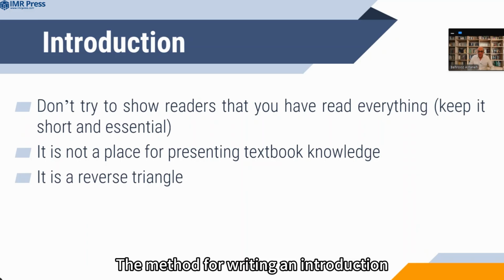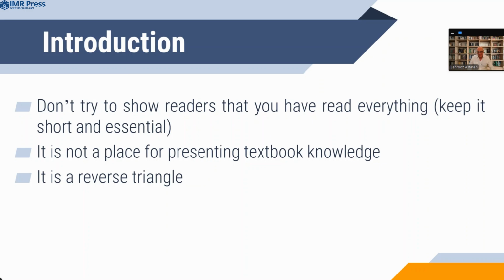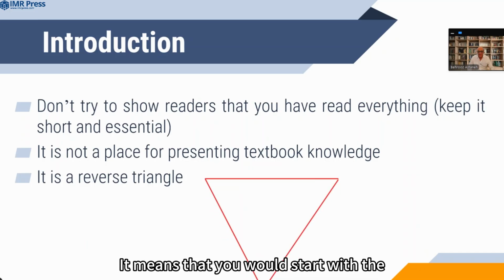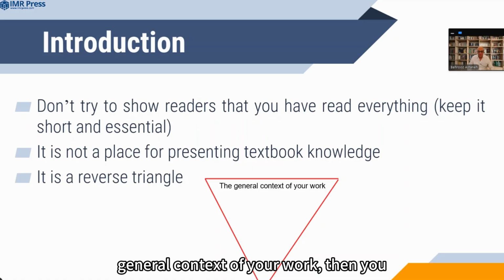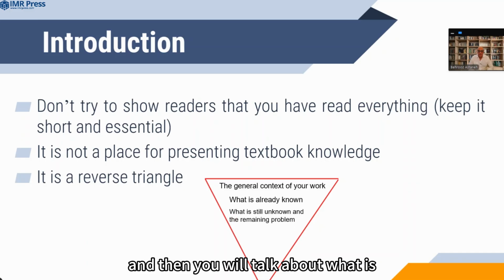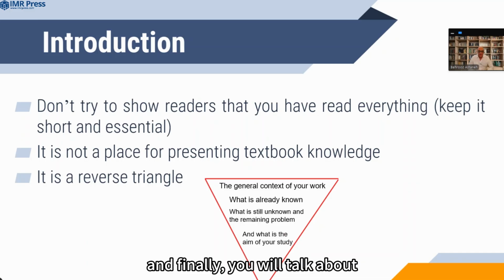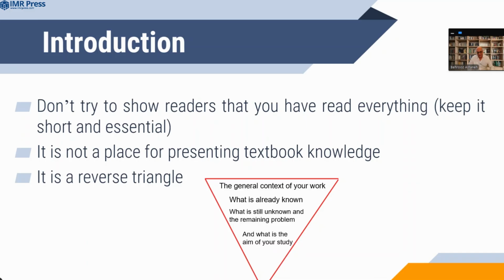The method for writing an introduction is advised to be like a reverse triangle. It means that you would start with the general context of your work, then you will go through what's already known, and then you will talk about what is still unknown and the remaining problem, and finally you will go to talk about what is the aim or objective of your study.